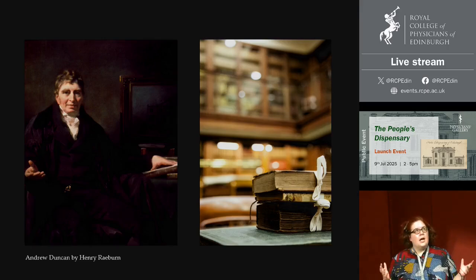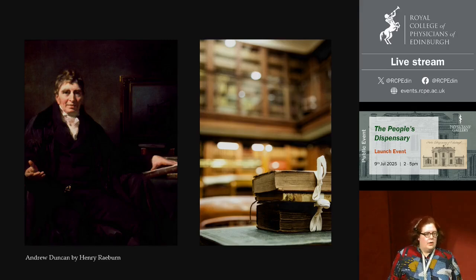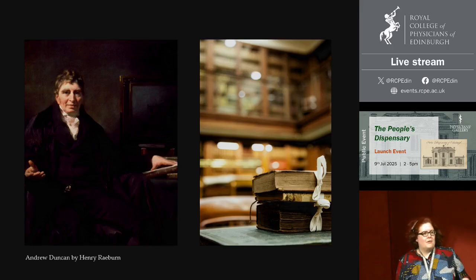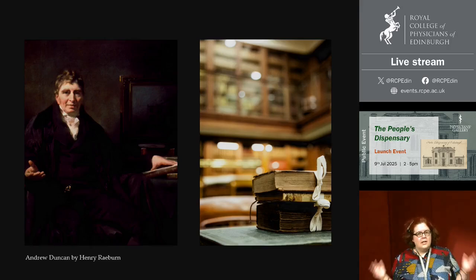But you can see how Andrew Duncan, he did many things. He was a professor at the University of Edinburgh. He played a key role in the foundation of the Royal Edinburgh Hospital. He was one of the very earliest teachers in the world on the subject of forensic medicine and was a big innovator in that field. But you can tell how proud he was of the dispensary by the fact that in his portrait here, you can see a picture of the dispensary hanging in the background. So of all the things that he achieved, this was the one that he obviously wanted to be part of his legacy.